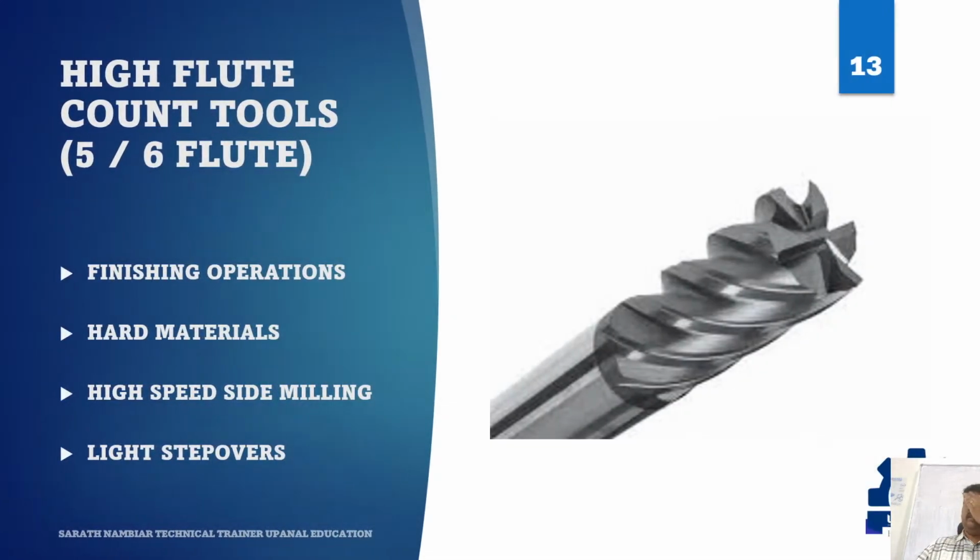Now we have the higher flutes. What are the higher flutes? Such as 5 flutes or 6 flutes. These are common in advanced machining environments. Why do we have to use more flutes? Because more flutes can mean more cutting edges engaged, smoother finish, good productivity in side milling strategies. They are often used in hardened materials, finishing passes, and high speed machining with lighter radial cuts.